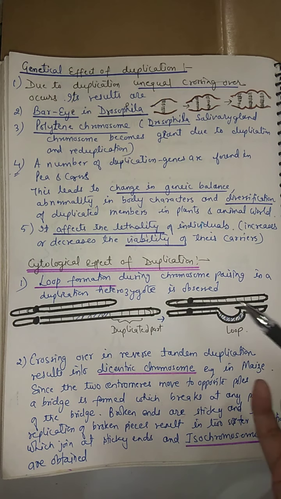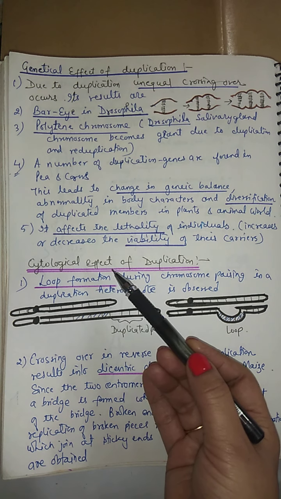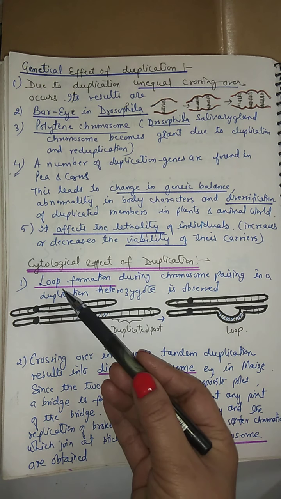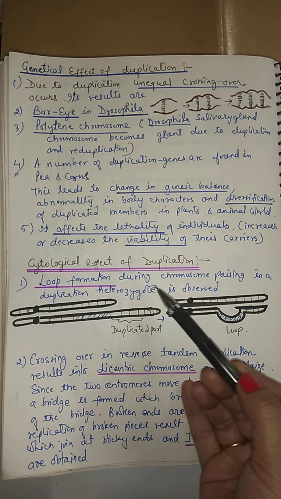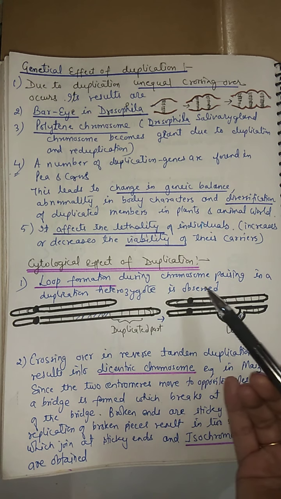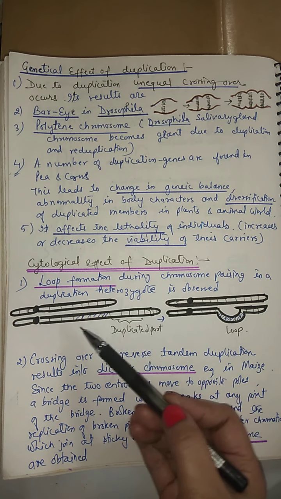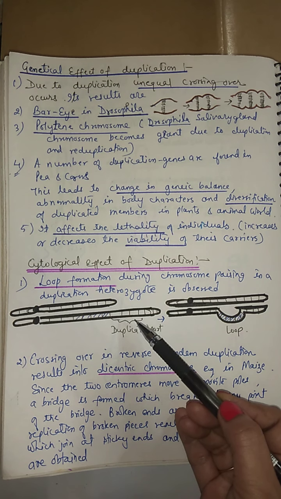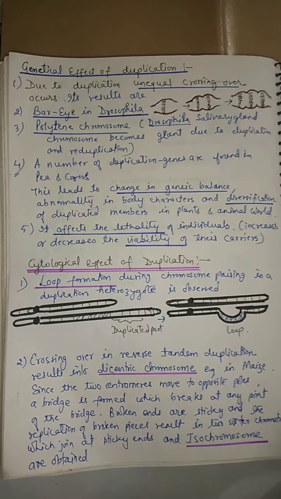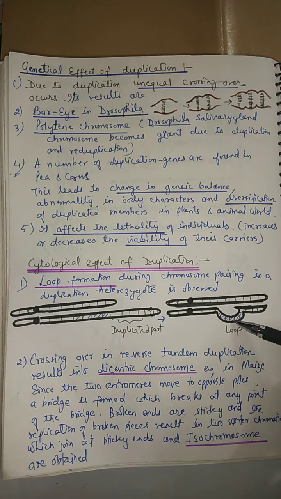Under the microscope, during the cytological study, we can find a loop formation during the synapse of the chromosomes. This loop formation is due to the duplicated part of the chromosome. During the synapse, the extra gene segment of the chromosome can be observed as a loop during meiosis.